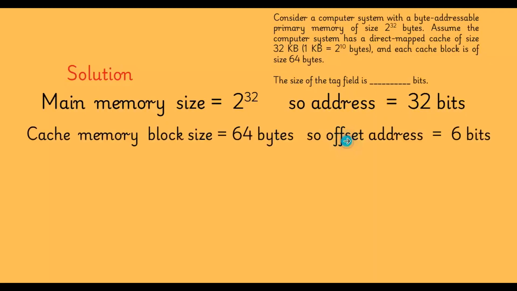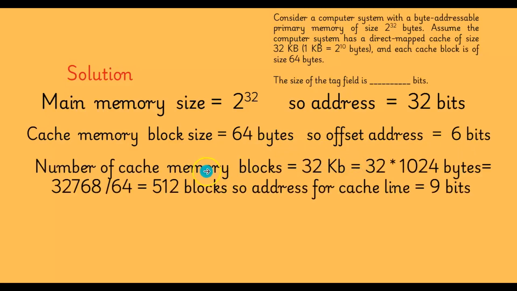Next, the cache memory block size is 64 bytes. That means to access each byte in a cache memory block, that is the offset address, is 6 bits because 2 to the power of 6 is equal to 64. So the offset address is 6 bits.